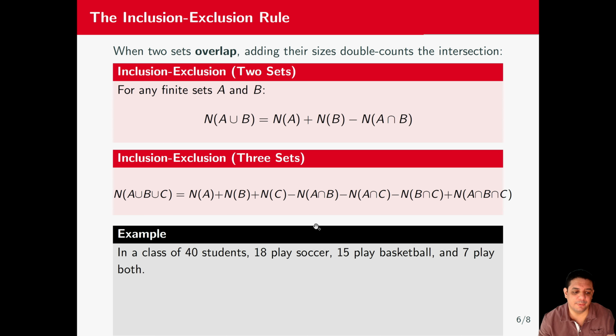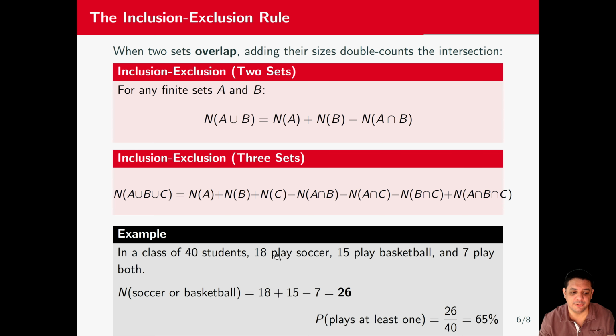One example of this would be in a class of 40 students, where 18 play soccer, 15 play basketball, and 17 play volleyball. So let's say the number of students playing soccer or basketball will be 18 plus 15 minus 7, because it will be the number of students playing soccer, which is n of A, the number of students playing basketball, which is 15, and 7 that are playing both. So we subtract the intersection, and it's going to give me 26.